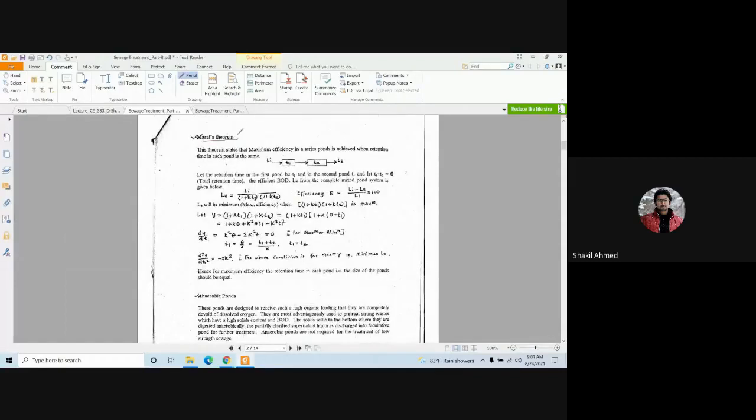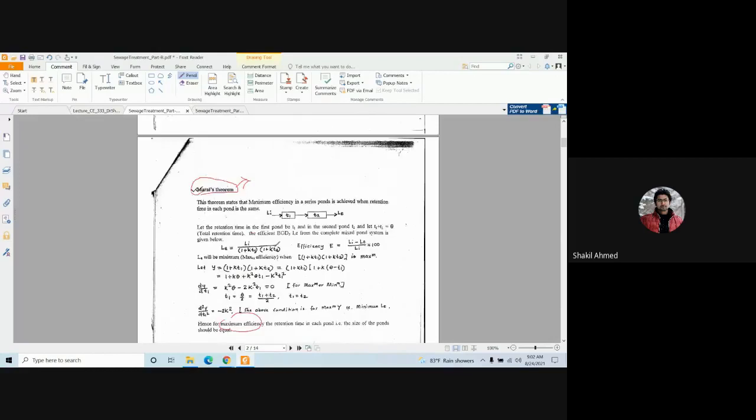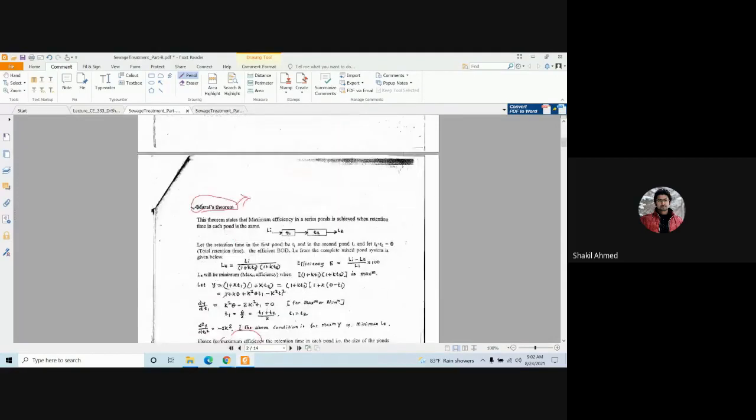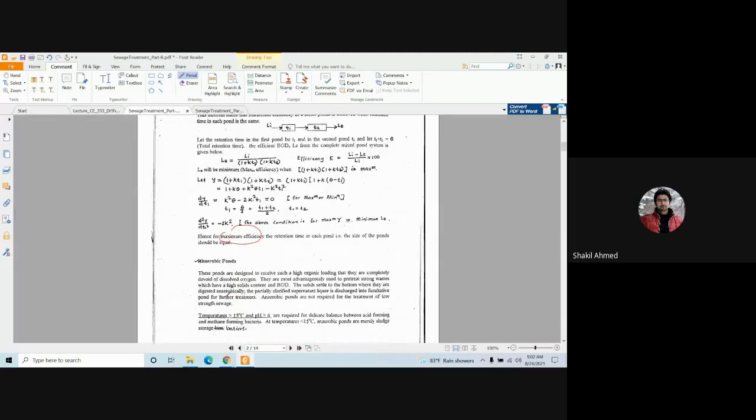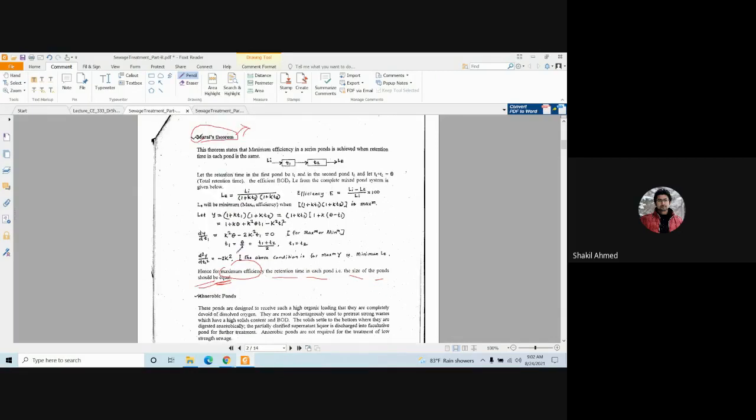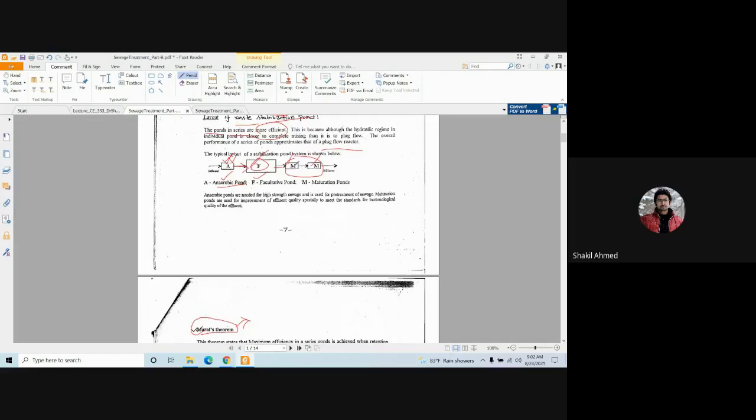Now, Marai's theorem. Are you following me, guys? Yes, sir. It tells us that the maximum efficiency in this series of ponds will be achieved if the retention time in each pond is equal. That means the size of the ponds should be equal. Only then can you achieve the maximum efficiency from the system.